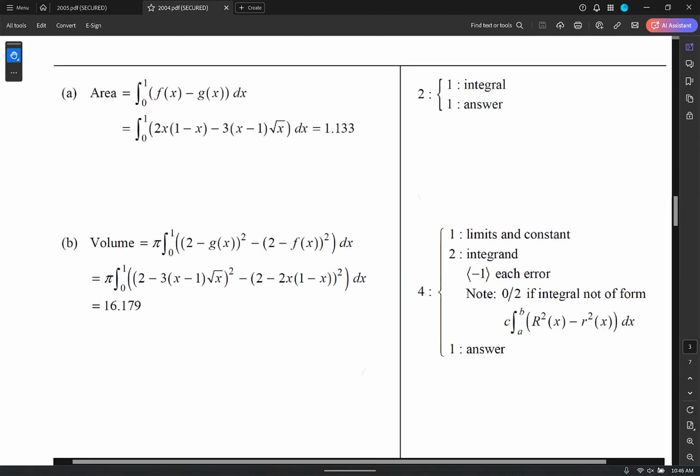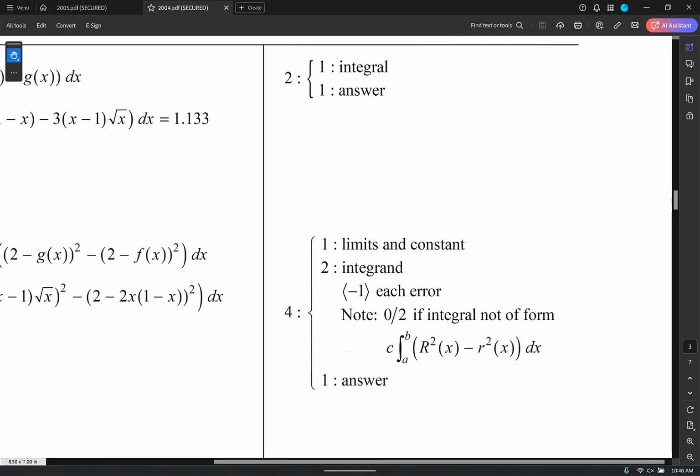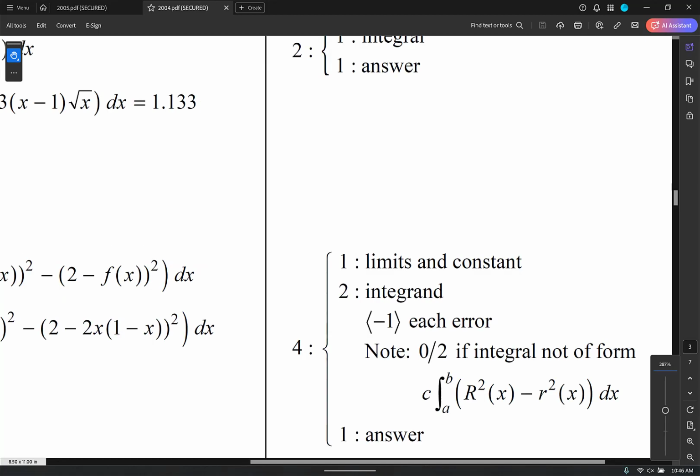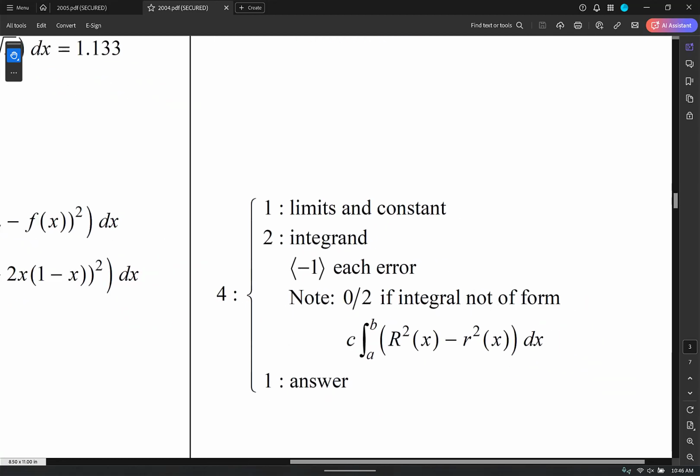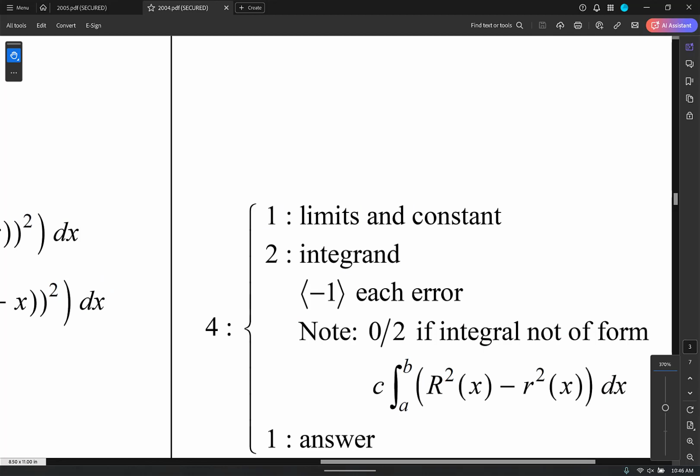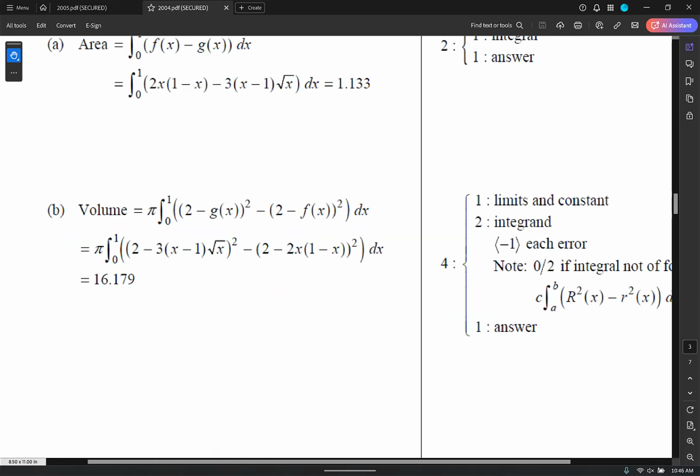And then notice the little note. This is why I tell you guys to leave it with r squared. Note: 0,2 of integral not of form R squared minus little r squared. Do you guys see that? So even if it's a 1, and I know that 1 squared is 1, it's better to just leave the square there so the author can see that you know it's a washer.